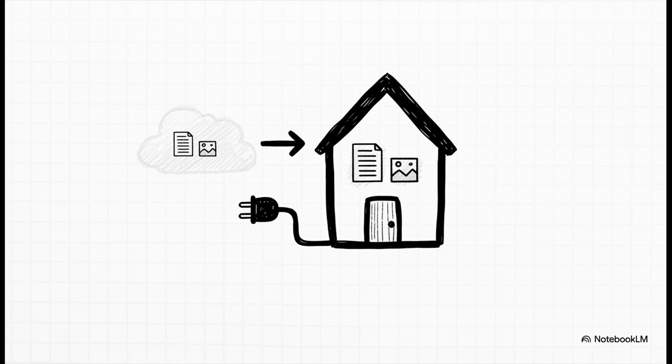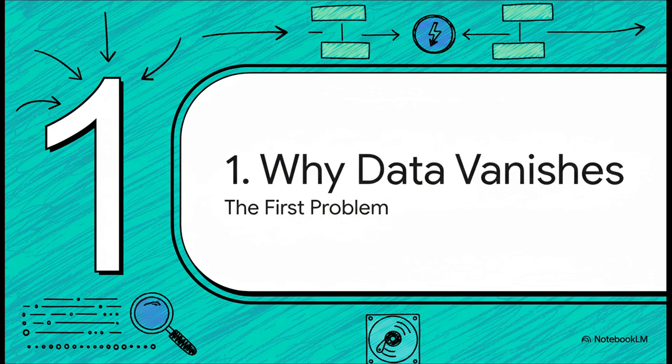The solution is a simple but really powerful idea called persistent files. All it means is that your data needs a permanent home, a place where it can live on, even when the program is closed or the computer is turned off. Honestly, this one concept is the foundation for everything else we're about to talk about. So let's dive into that.